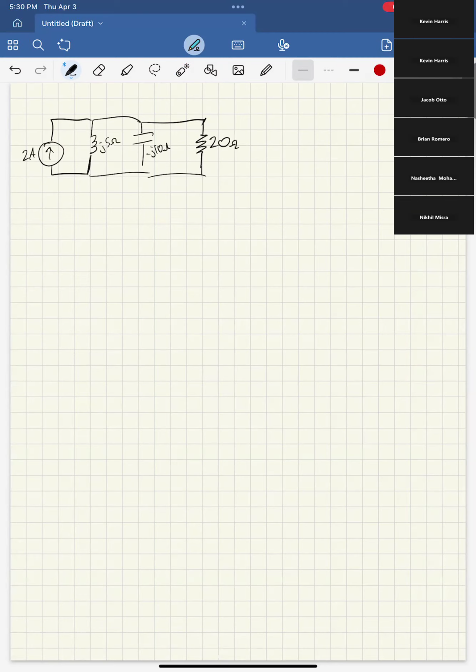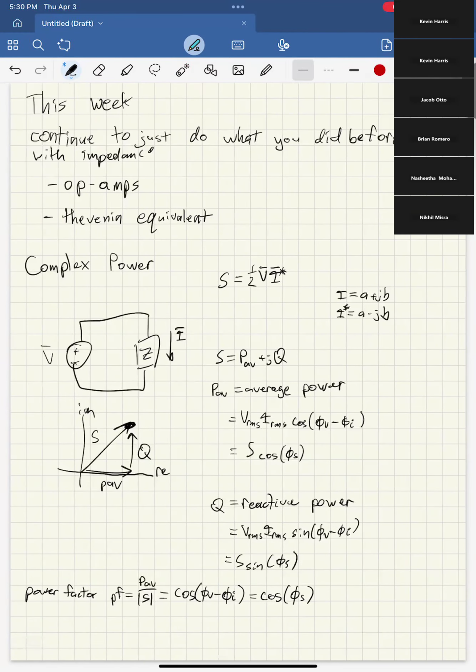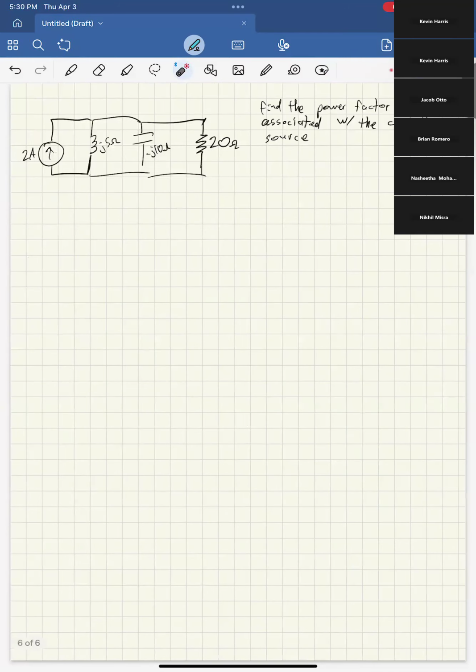Okay, so the question here is find the power factor associated with the current source. So if we remember, the power factor of the current source is, I will use this one here. So it's the phase of the voltage minus the phase of the current, right? So let me write that down here. Power factor equals the cosine of the phase of the voltage minus the phase of the current.